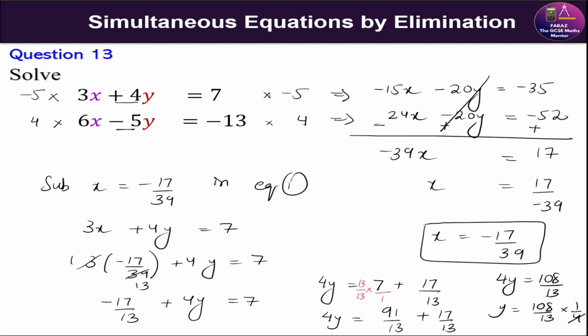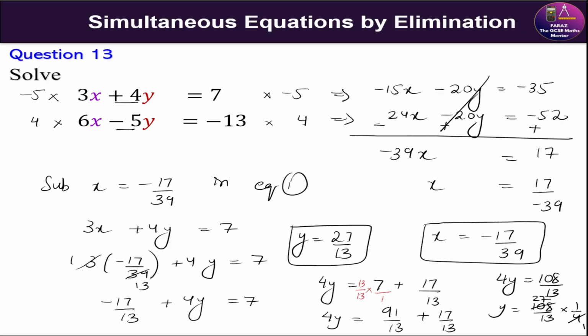Then you can do 4 ones are 4, 4 twos are 8, and 2 comes there. So 4 sevens are 28, so that is 27 over 13. So the y value is 27 over 13. X is minus 17 over 39 and y is 27 over 13.